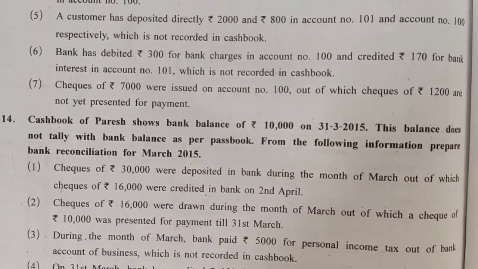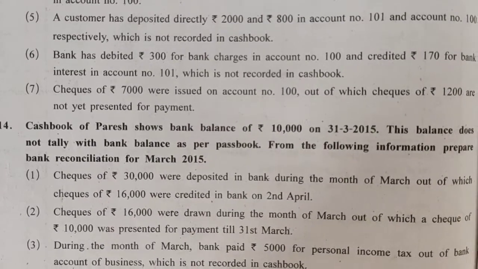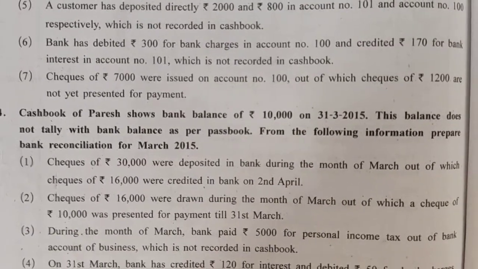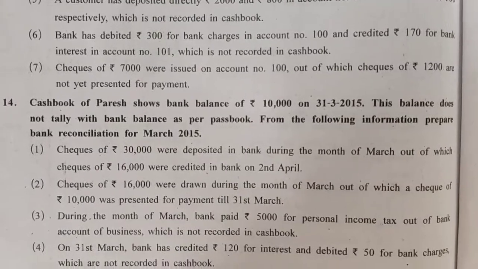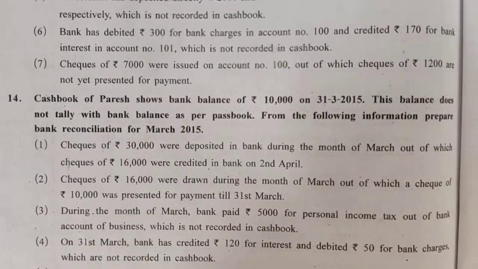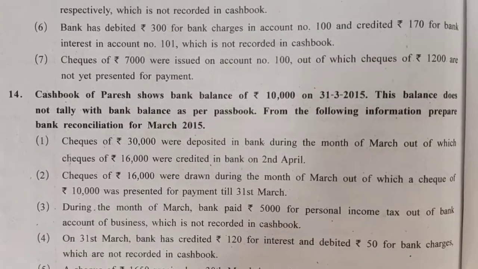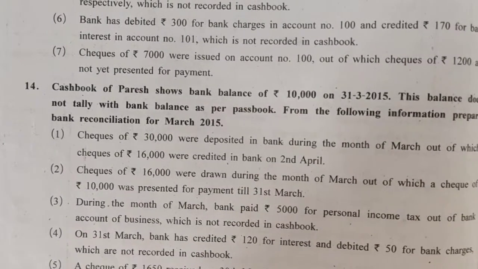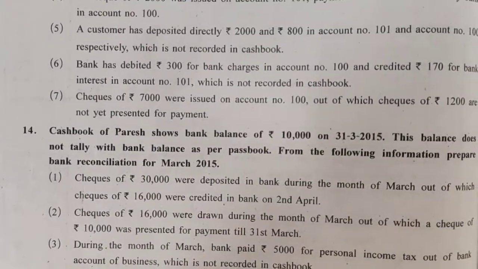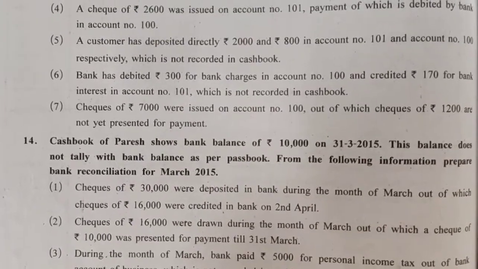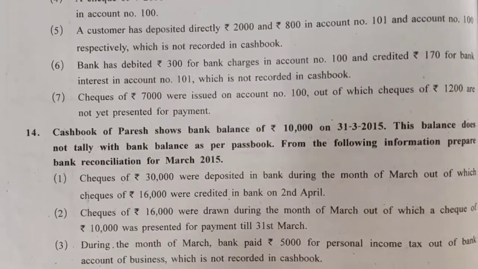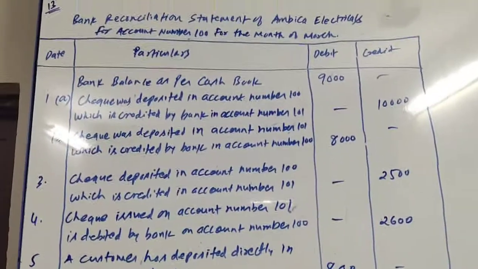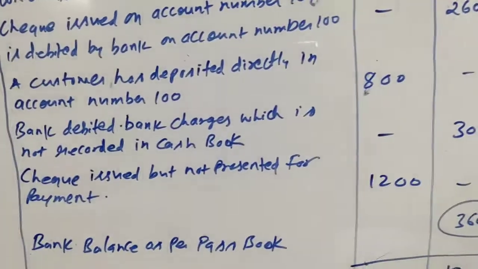checks of rupees 7,000 were issued on account number 100, out of which check of rupees 1,200 are not yet presented for payment. So friend, this is of account number 100 only. The transaction is check issued but not presented for payment. So check issued but not presented for payment, that means checks are not debited in our passbook. As it has not been debited in our passbook, we will be debiting in our BRS. So here it is, check issued but not presented for payment, debit side of bank reconciliation statement, rupees 1,200.